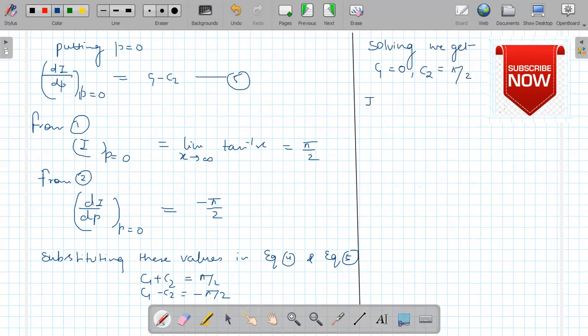So the solution is I is equal to pi by 2 e to the power minus p, where I was the integral 0 to infinity 1 upon 1 plus x square cos px dx. So its value is pi by 2 e to the power minus p. Now to get the value of the second integral, let's differentiate both sides with respect to p.